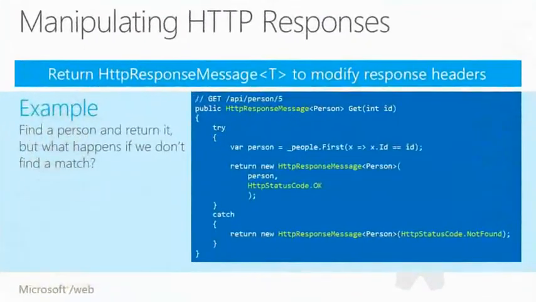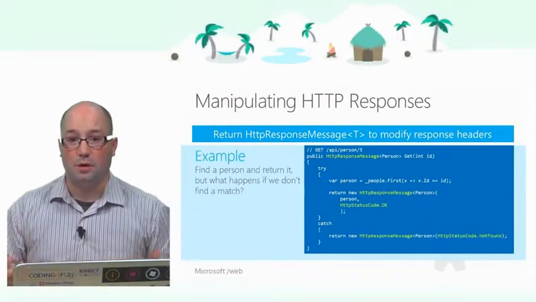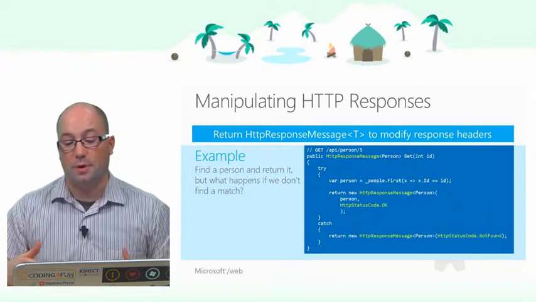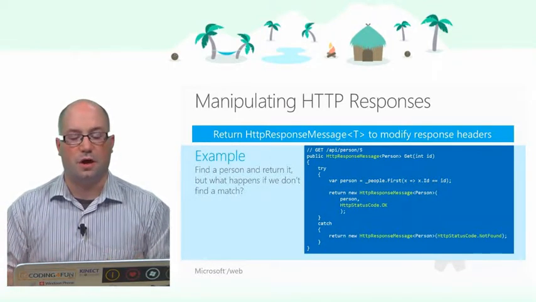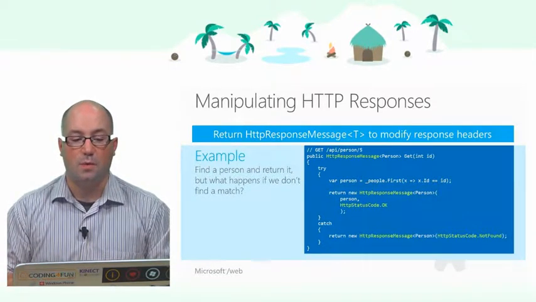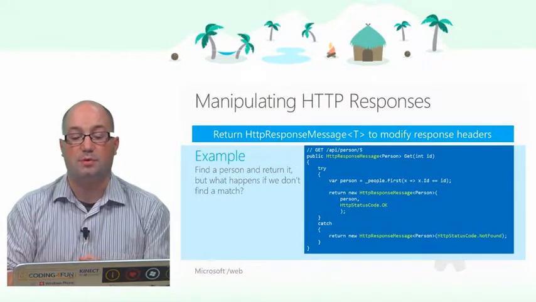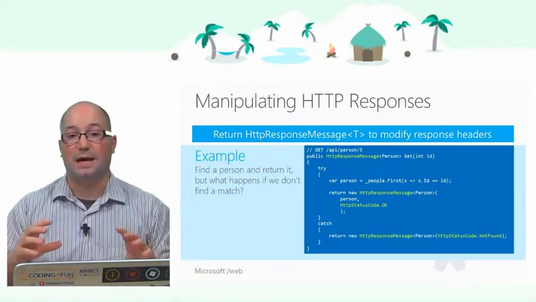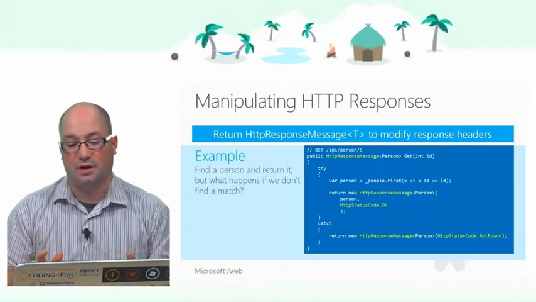Now, we have the ability here to return whatever we want for an HTTP response. The ability to create something that's understood by, again, any client that supports HTTP is important. We need to be able to say whether or not something happened successfully, whether or not we were able to create something, whether or not a resource was not found. And here, what we can use is the generic HTTP response message to modify the response headers in order to send back a meaningful result to the client.